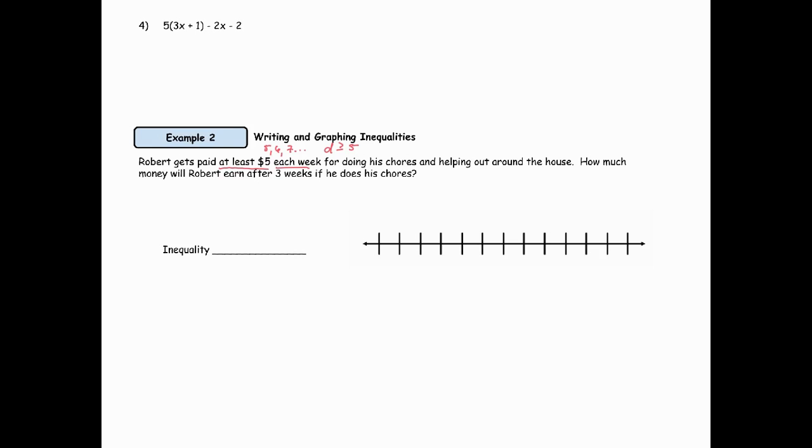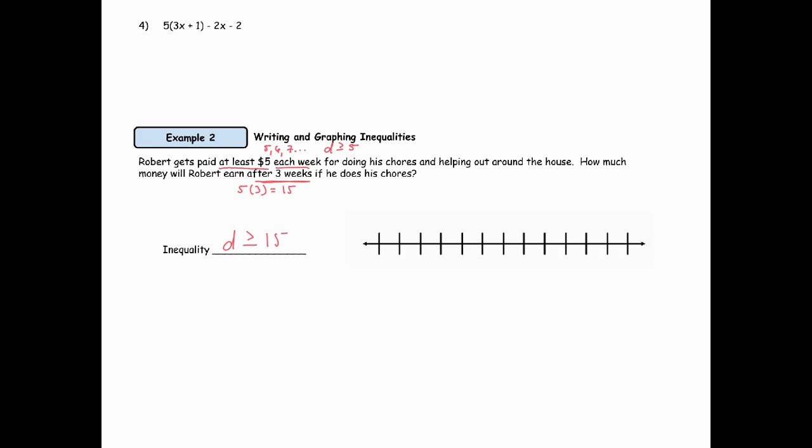Now the question says, how much money will Robert earn after 3 weeks? So after 3 weeks, what we have to do is take the $5 after each week times 3, and that equals 15. That means Robert gets paid at least $15 in 3 weeks. We can write that with the inequality D is greater than or equal to 15.